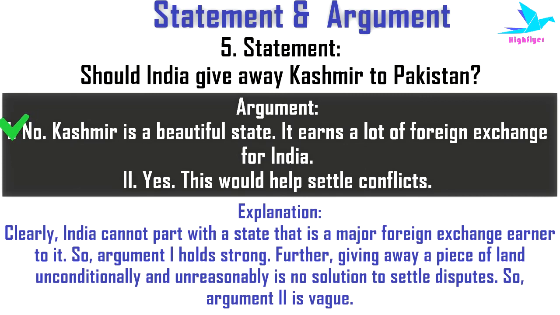Next argument, yes, this would help settle conflicts. Now this statement is not reasonable because handing over a piece of land to an opposition whose mindset is corrupt is not going to solve the problem. That's why this argument is not strong. So the only strong argument here is argument 1.